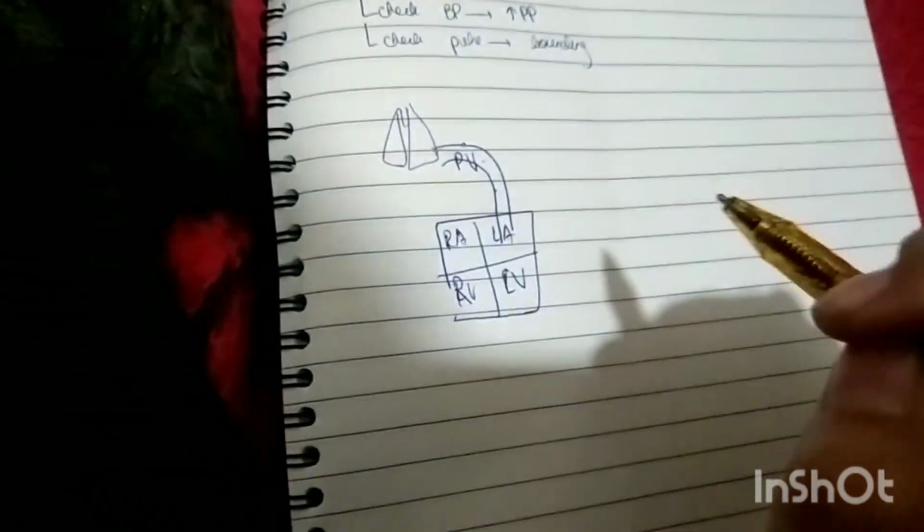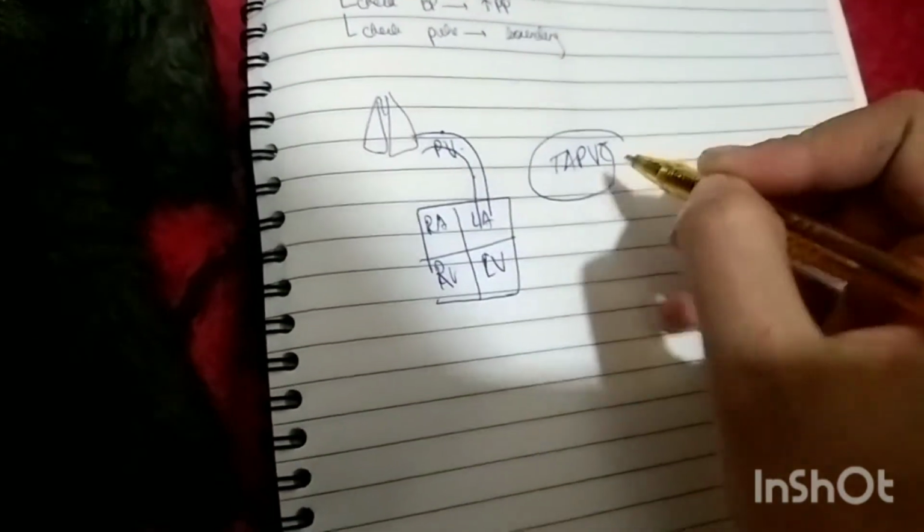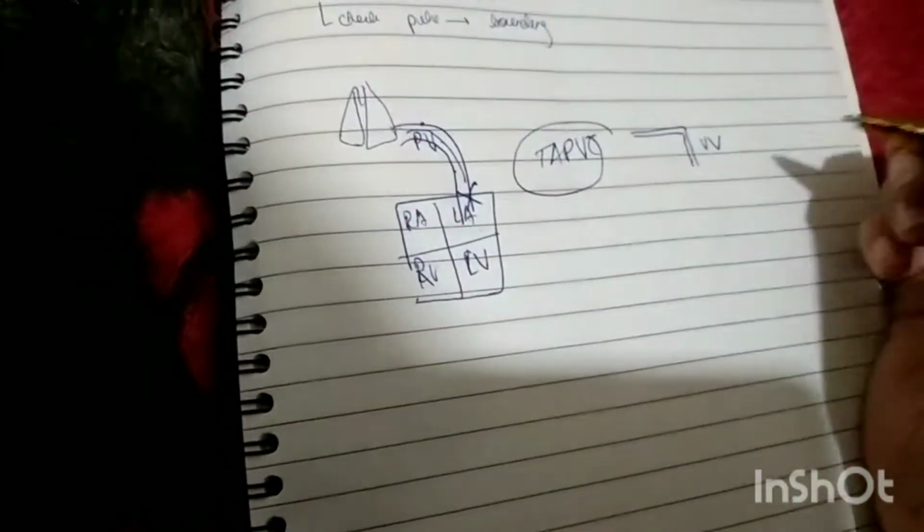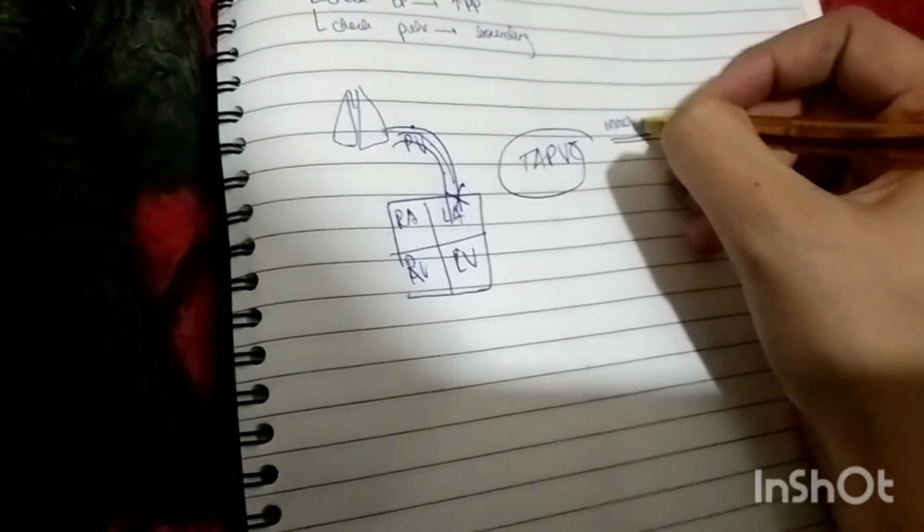Okay guys, so we know that in a normal heart, the pulmonary veins from the lungs drain into the left atrium. But in case of total anomalous pulmonary venous connection, these pulmonary veins do not drain to the left atrium. These pulmonary veins drain into the vertical veins, VV. And then these vertical veins drain into the innominate veins, and then these innominate veins drain into the superior vena cava.